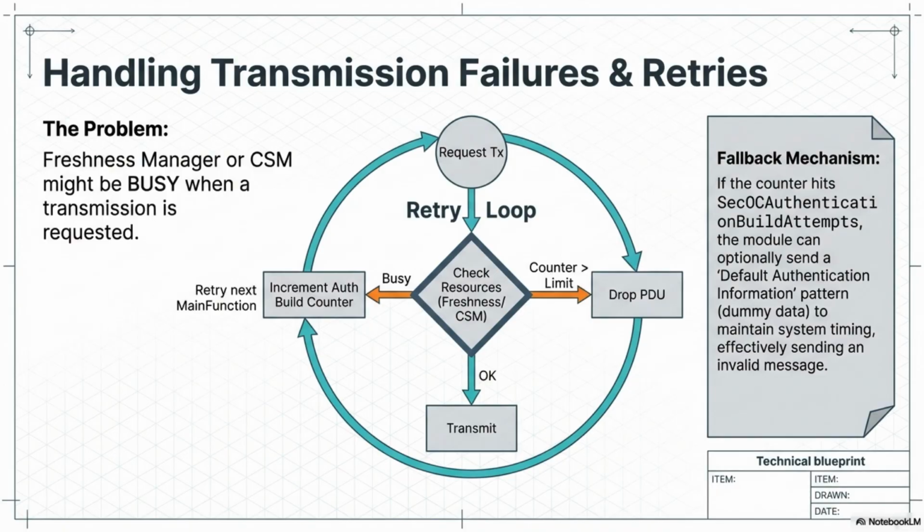In the real world, the CSM or freshness manager might be busy when we need them. SecOC handles this with a retry loop. We'll attempt to build the authentication information a set number of times, and if we still can't, we can send a default, dummy, pattern to maintain system timing.